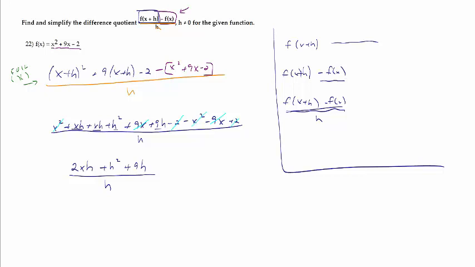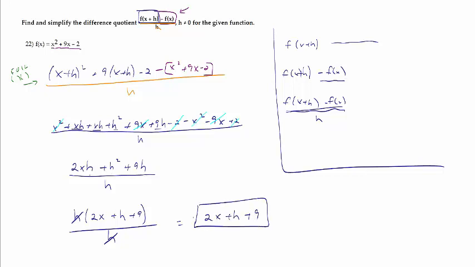Okay, we're almost done. Now I've got to worry about my fraction. Notice that I do have an h in common to all terms, so I can factor that out and cancel it. Now you can mentally factor it out, or I'm going to write it down here. So I take out the h from the numerator, I get h times 2x plus h plus 9, all over h. Then I can cancel out the h's. And so we are left with 2x plus h plus 9. And there is my simplified difference quotient.